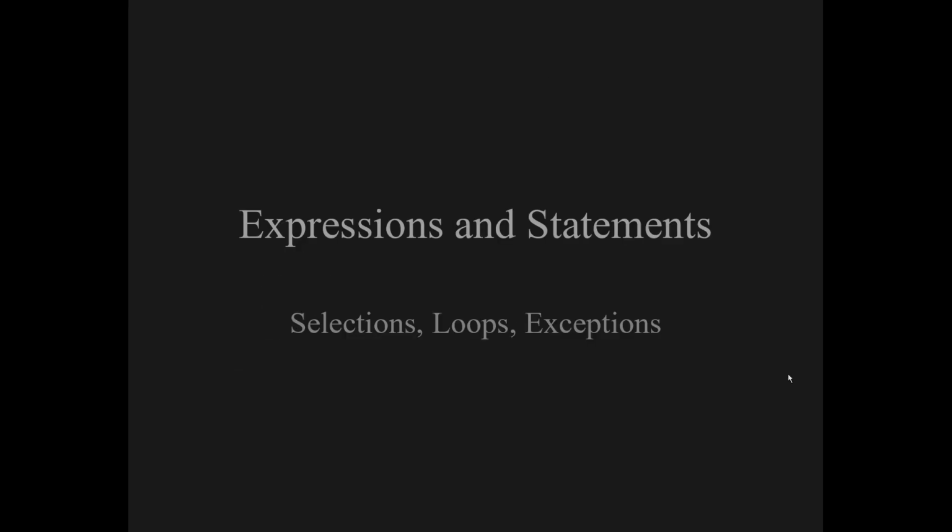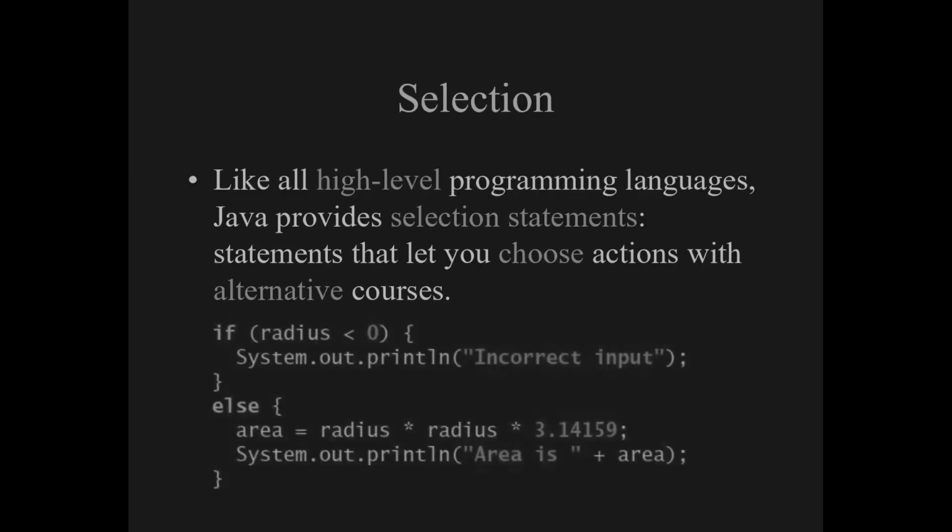Okay, so moving on to the final lecture on expressions and statements, selections, loops, and exceptions. The lecture here is going to be kind of an overview of some of the control structures in programming languages and what they look like based on things that we've seen in the previous lectures. So let's start with selection, which is if and else statements. You already know what these do.